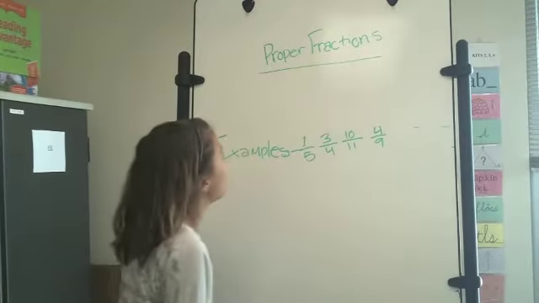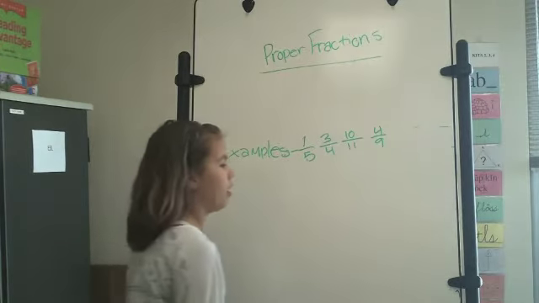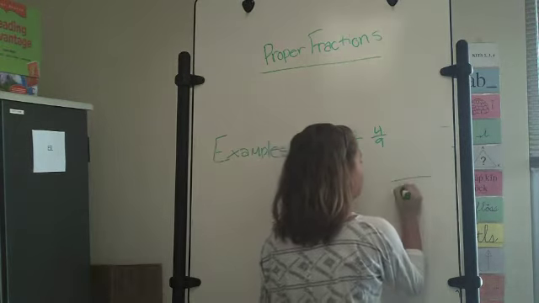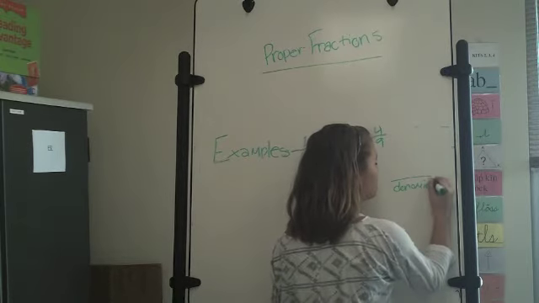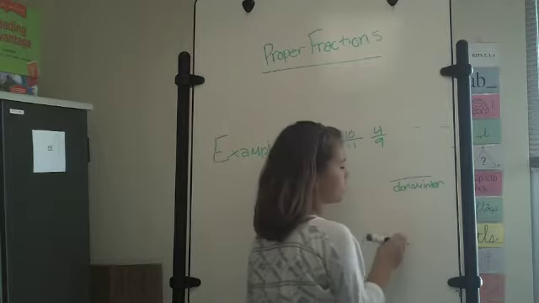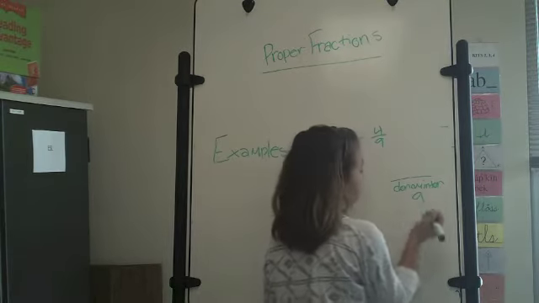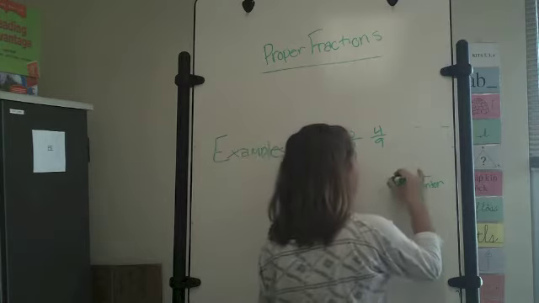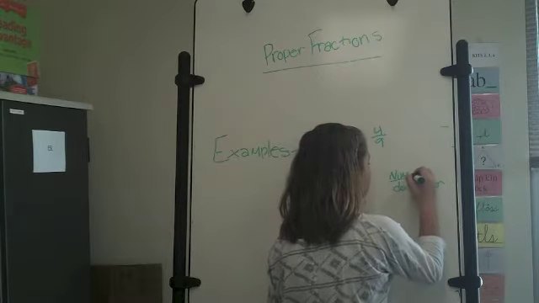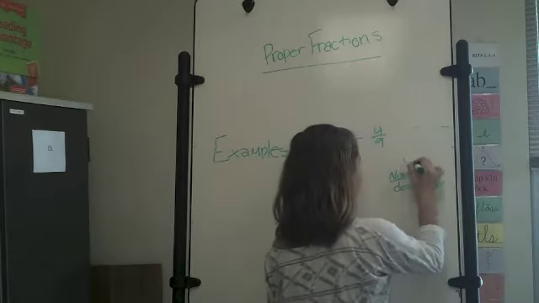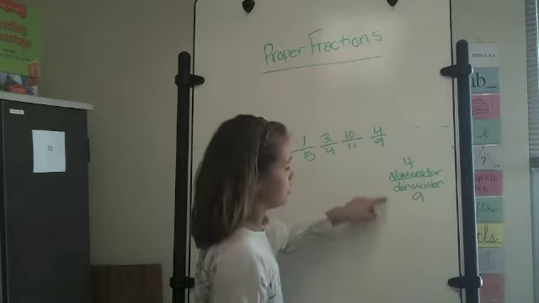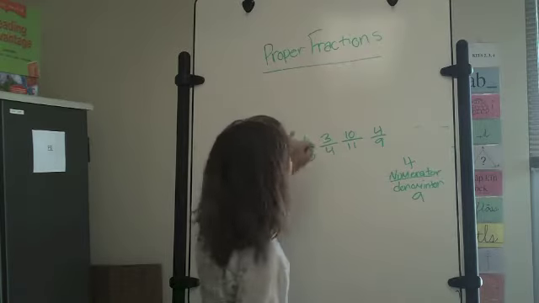Now that we know what a fraction is, Maddie, can you explain an improper fraction? Okay, a proper fraction is where the denominator is bigger than the numerator. So say this was a 9, and the numerator could be a 4. So this is how a proper fraction is.